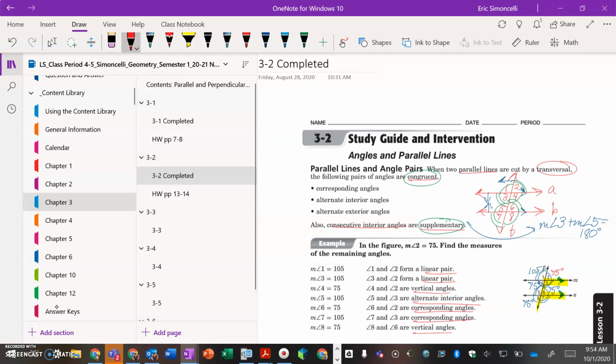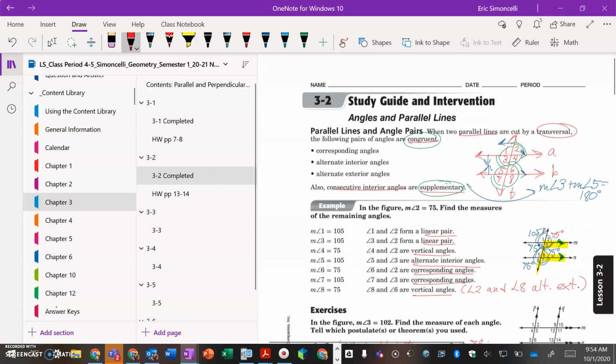You didn't actually have to describe why exactly in the same way. I mean, you could have literally just said, instead of angle 8 being 75 because it's vertical to angle 6, you could have said angle 8 is 75 because it is alternate exterior to angle 2. All right, so angle 2 and angle 8 are alternate exterior. So there's a whole variety of sample reasons that we could technically answer on that type of question.